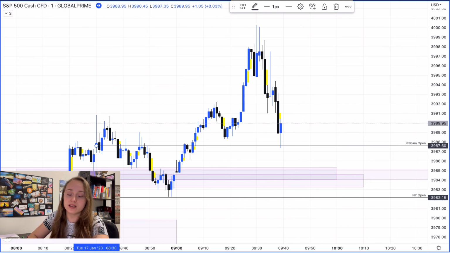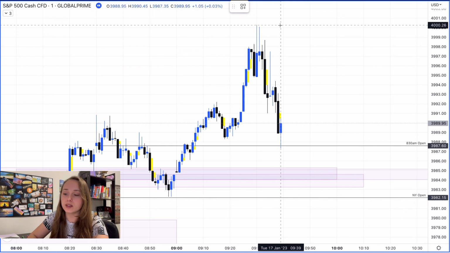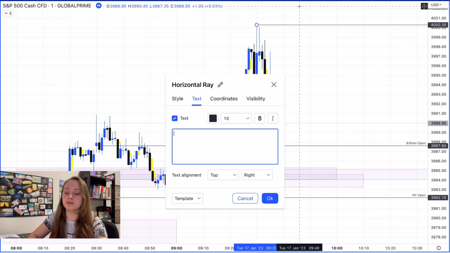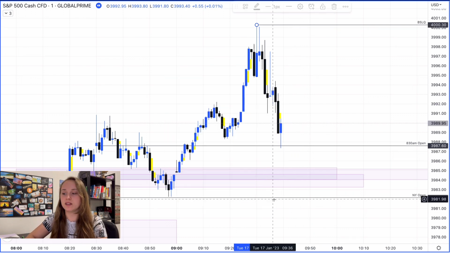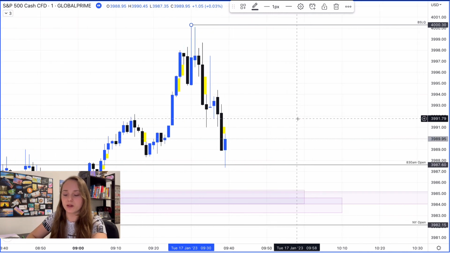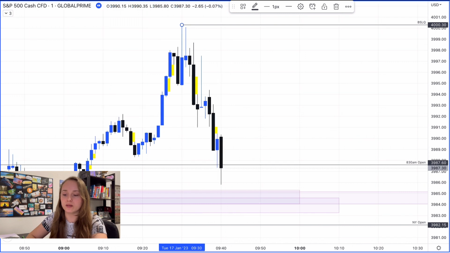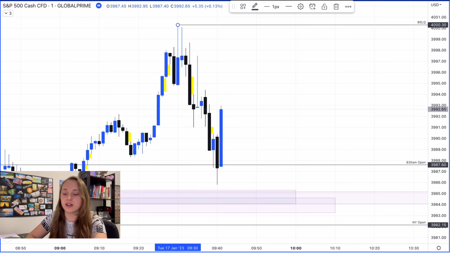Now this is where he was talking about we're going up to the buy side liquidity. There's also buy side liquidity up here, so I'll just mark it out because there is, right? For buy side liquidity and sell side liquidity, I like to have them solid lines until they're taken, and then once they're taken, I change the line into a dashed line.